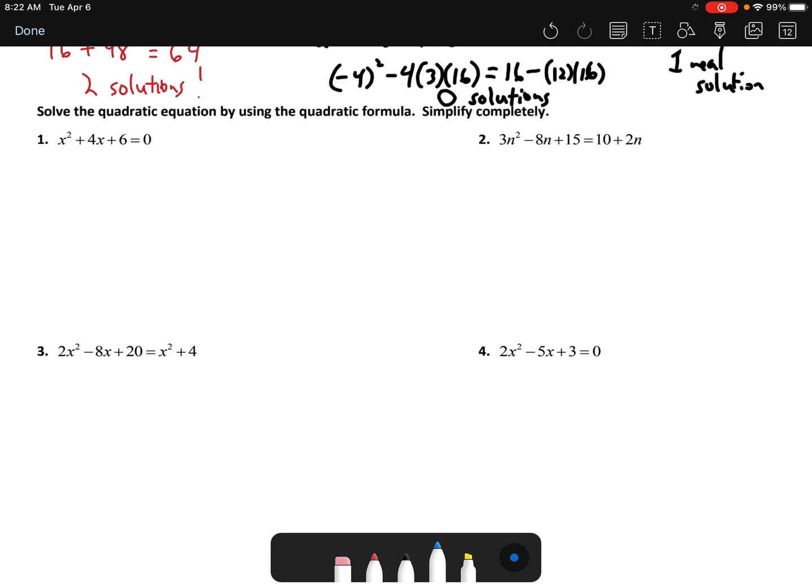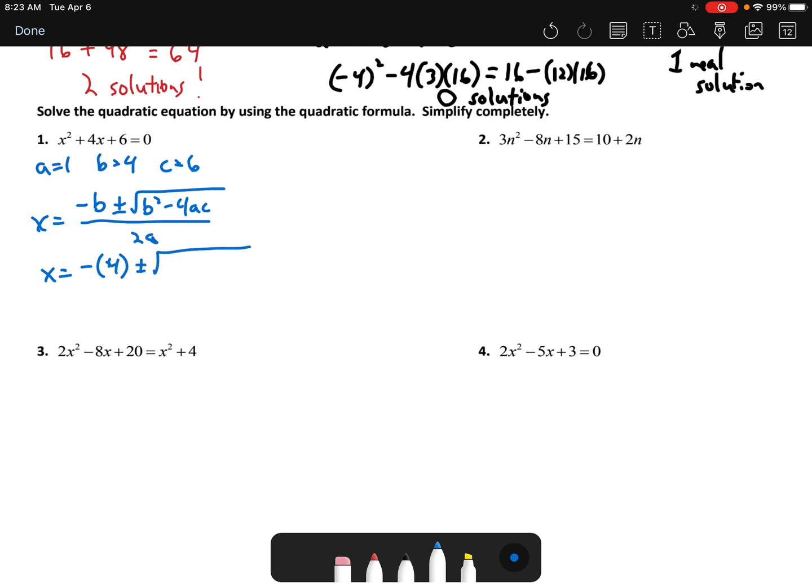So some of these might be factorable too, but this is something that always works. The formula. The formula is negative b plus or minus the square root of the discriminant all over 2a. Now be careful when you substitute. Use parentheses. It's very important. All I'm doing is substituting in the numbers.